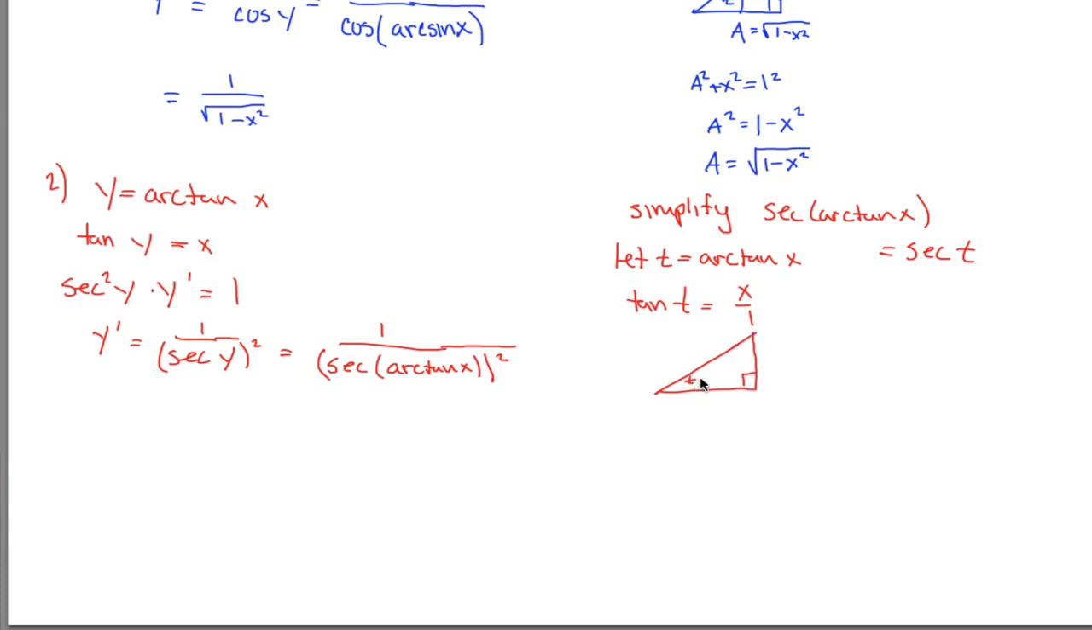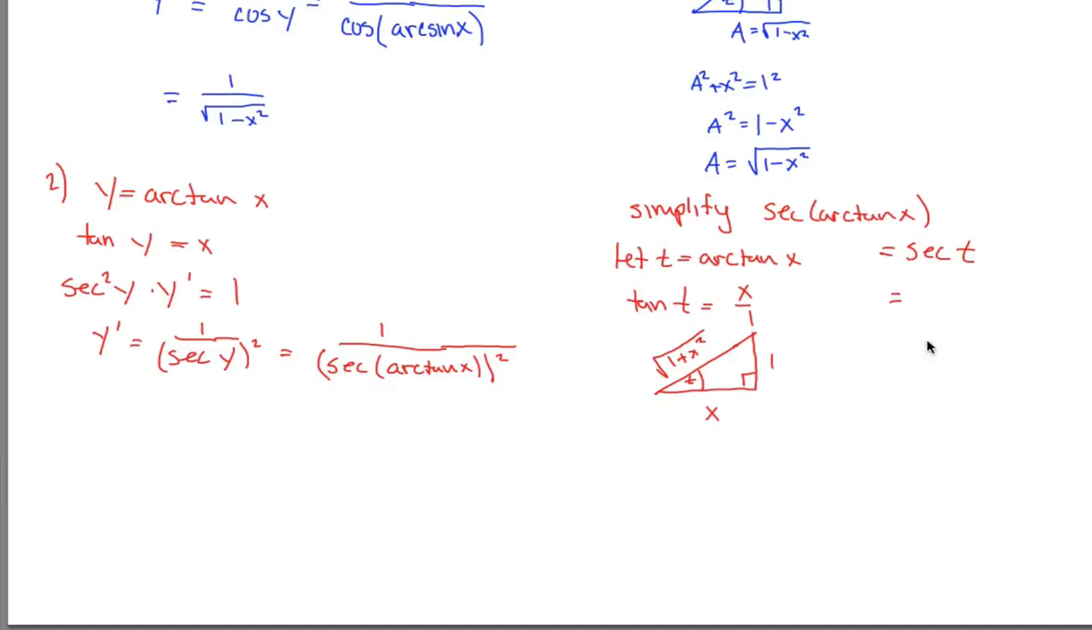If I throw t over here, I know that tangent is opposite over adjacent. And so I don't know the length of this side right here, h, but I could figure it out because this squared plus this squared equals this squared. So the square root of this guy is equal to 1 squared plus x squared. So then I come over here and I say, well, the thing I'm trying to simplify is just the secant of t. The secant is 1 over the cosine. The cosine is adjacent over hypotenuse. It's this over this. So 1 over the cosine would be this over this.